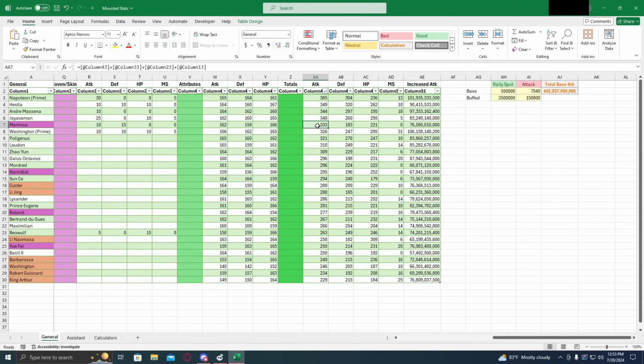Martinus will give you 333% total attack for your mounted. Hannibal gives you 295%. Roland will give you 277%, and Yuffie will give you 250%. Now, a lot of people, this is where their comparison stops. They say, okay, Martinus is the highest attack. We're good, we're done. That's not the whole story.